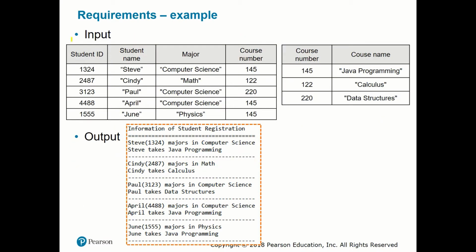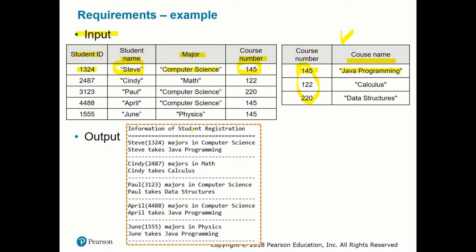So we can think of the input like this: student ID, name, department, major, and course number. It means that this is Steve's ID number, and he is a computer science major, and Steve takes course 145. This is the course number. And this is another table. Course number means course ID, and this is the course title. So 145 is Java programming.